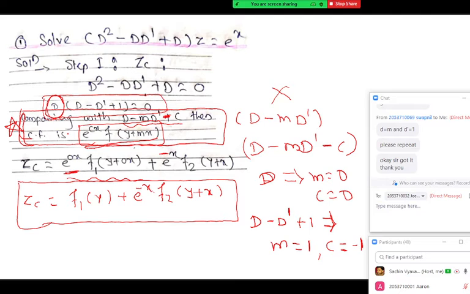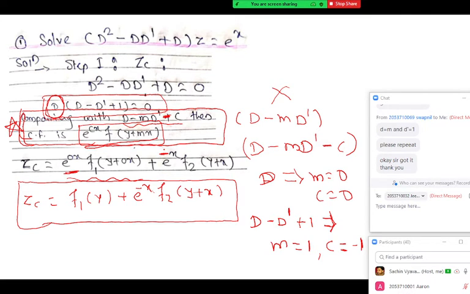Is there any doubt still, anyone, in ZC? If you've done the ZC part, in ZC actually there is one correction. Here e raised to minus x should be there, because we are comparing. That is my correction in that PPT also, it is minus x.